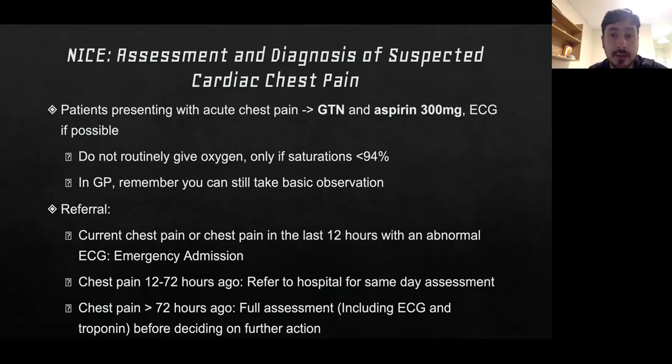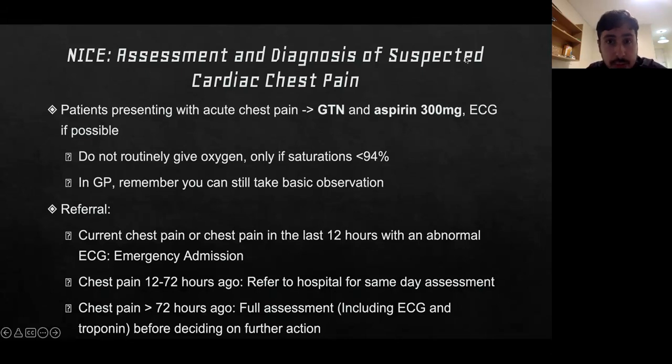Now, even though the acronym for the management of MI has oxygen, this is definitely not recommended in patients that have sats of 94 or above because it leads to worse outcomes. So only give oxygen to patients that need it. And in GP, you can still take basic obs, you can still do an ECG. So remember to try and do that.